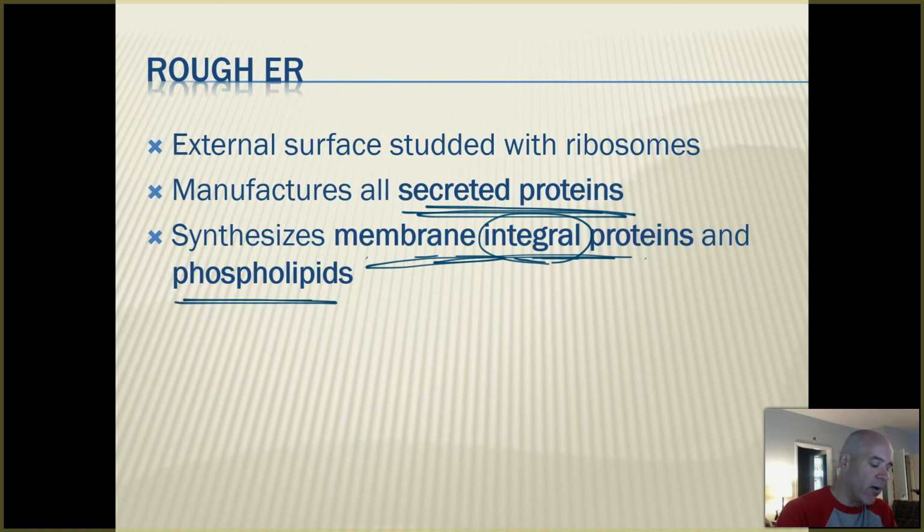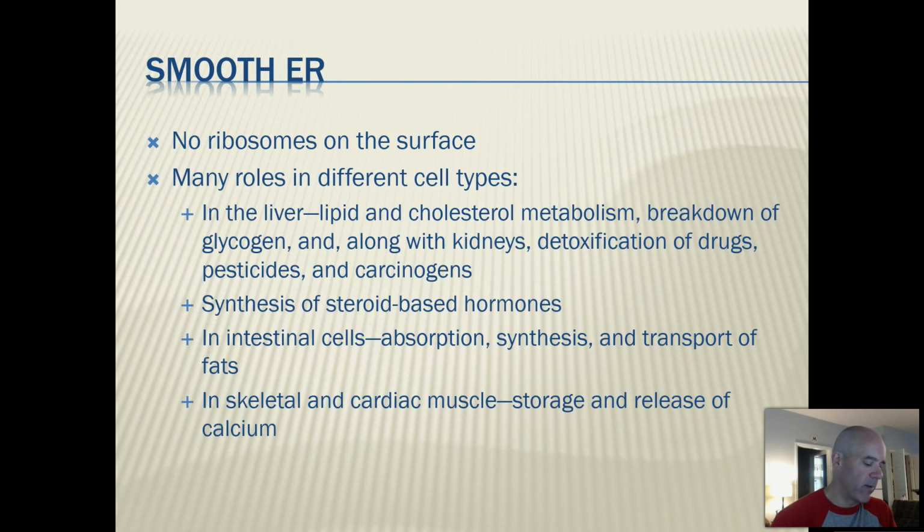Also, the rough ER actually makes phospholipids. So cells have to make those. They have to replace ones that wear out over time. So they get made in the rough ER.